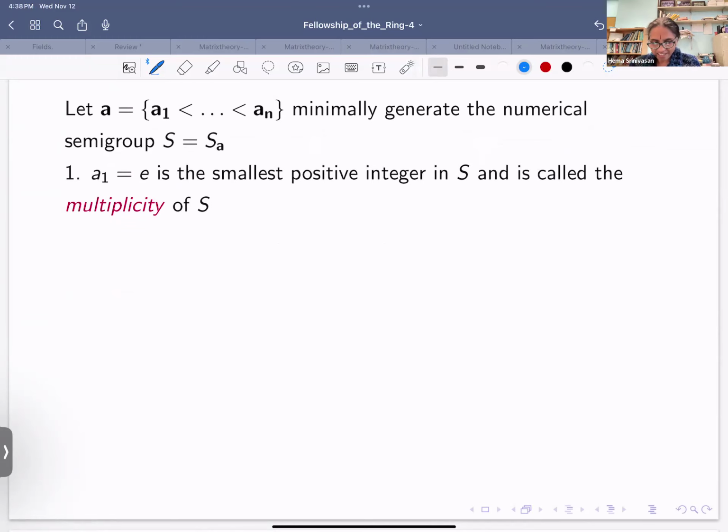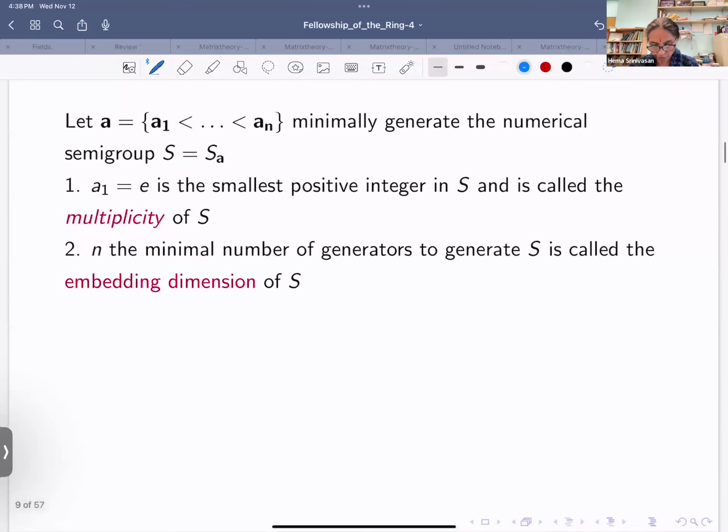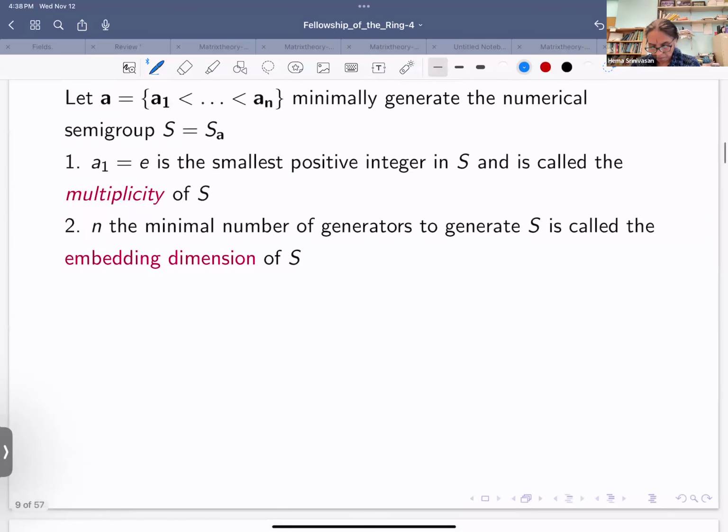Now, I take them in ascending order. I always will write them in ascending order, A1 less than A2 less than AN. So the smallest positive integer in S is called the multiplicity of S, which is the multiplicity, as we know otherwise too, of the ring. And the minimal number of generators that generates the semigroup S is called the embedding dimension of S.